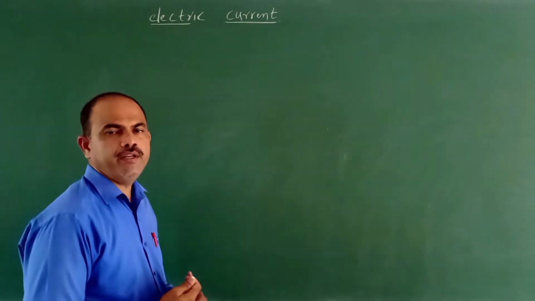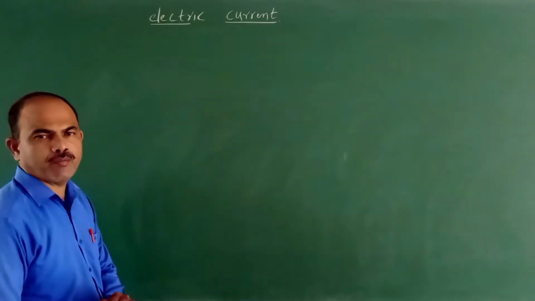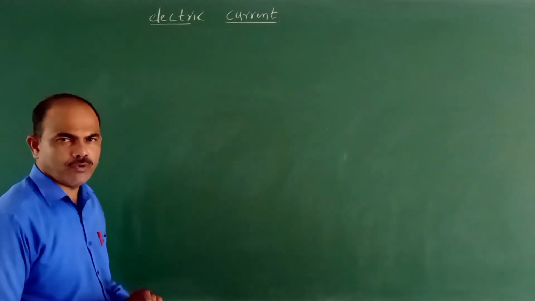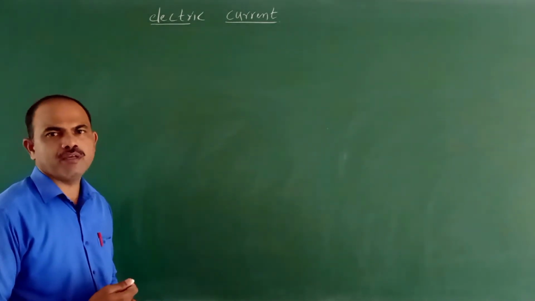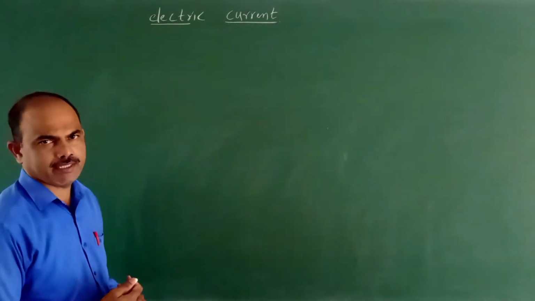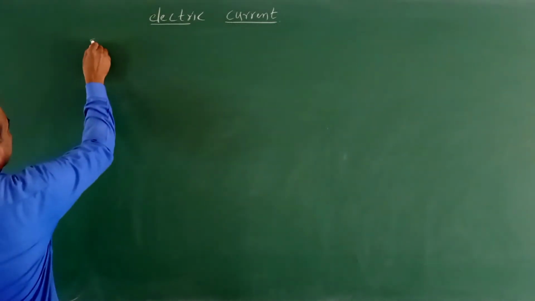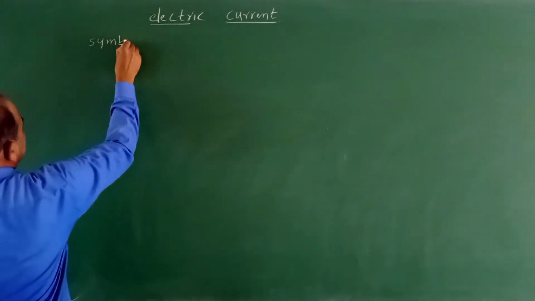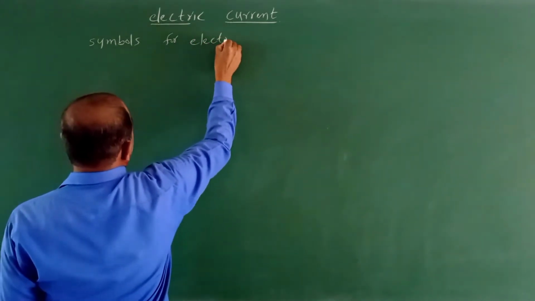Hello children and viewers. In this class I am going to explain the symbols for electric components, as well as what happens to the free electrons when a battery is connected between the ends of an open conductor. First of all, symbols for electric components.